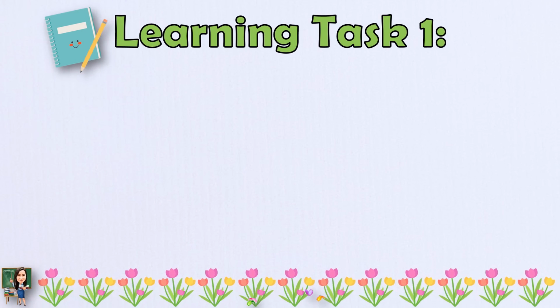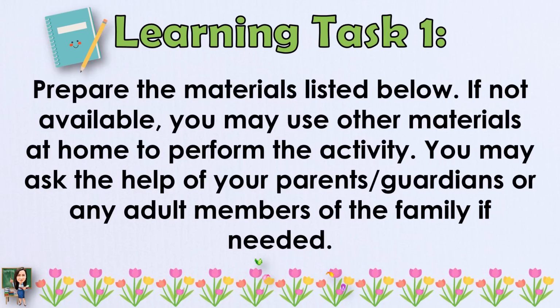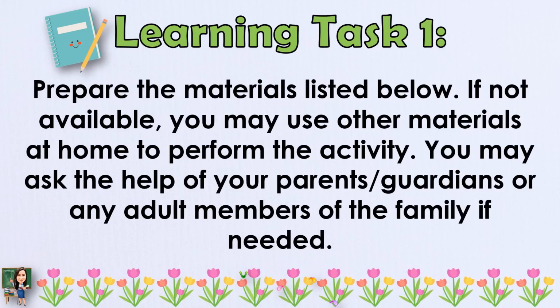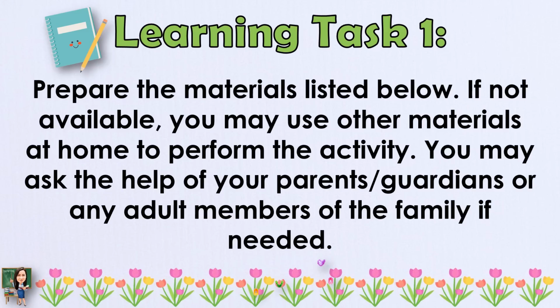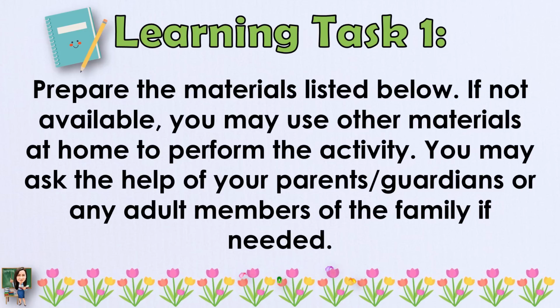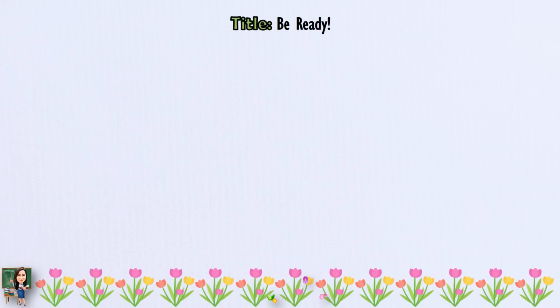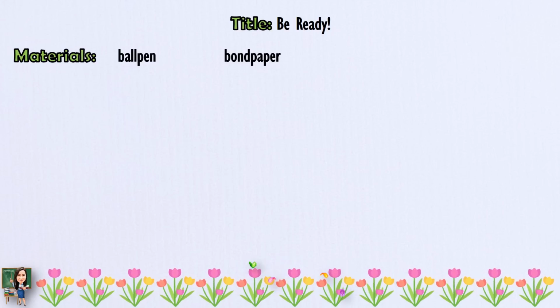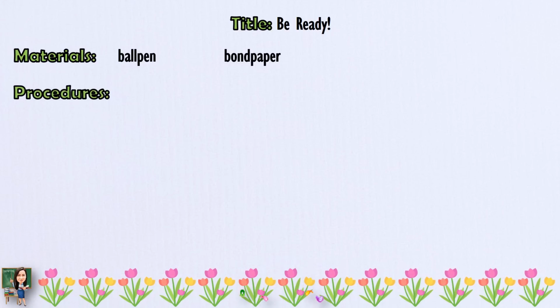Learning Task 1. Prepare the materials listed below. If not available, you may use other materials at home to perform the activity. You may ask the help of your parents or guardians or any adult members of the family if needed. The title of this activity is Be Ready. Materials to be used are a ball pen and bond paper.